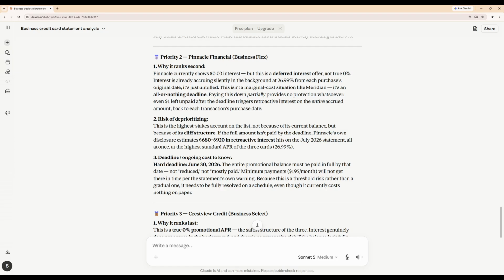Pinnacle is priority 2, and it's the one that keeps me up at night looking at this. It should. Claude called it a cliff structure. Paying it down partially provides zero protection. Even $1 left unpaid after June 30th triggers the full retroactive interest, $680 to $920, billed on the July statement at the highest APR of the 3 cards. The only winning move is full payoff by the deadline. So you could pay $6,000 toward this card and still get hit if you leave $1 on it. That's exactly right. That's the cliff.